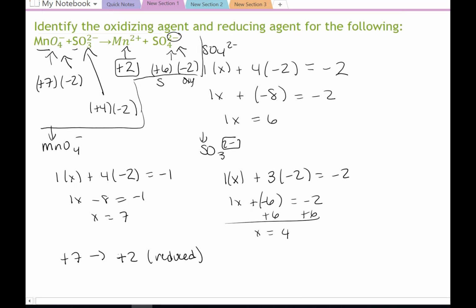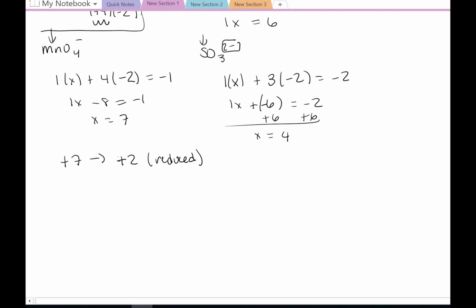Then let's look back at the other one. So we're looking at sulfur. Sulfur is +4, and then it becomes +6. So sulfur is going from +4 to +6. So it is being oxidized.